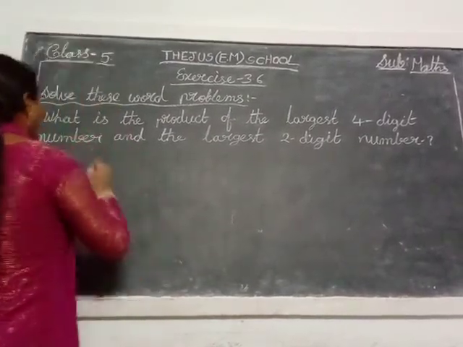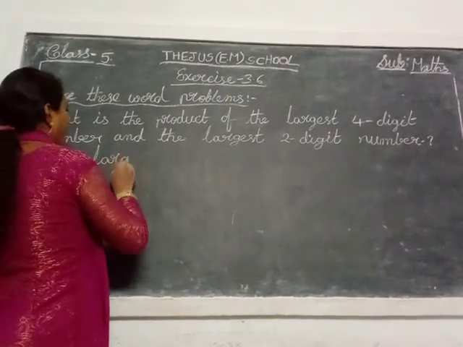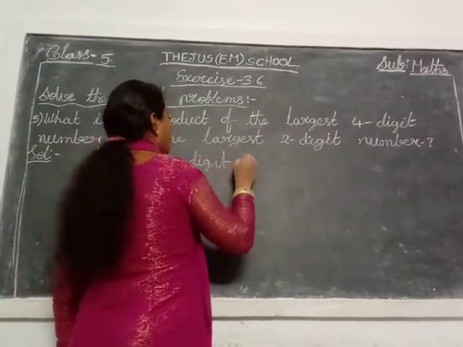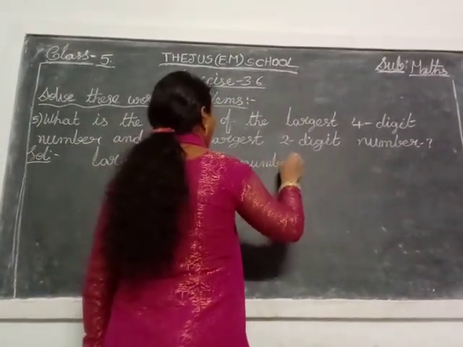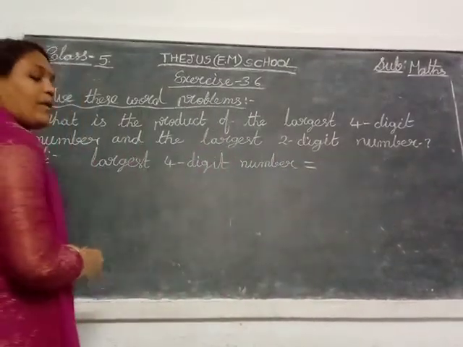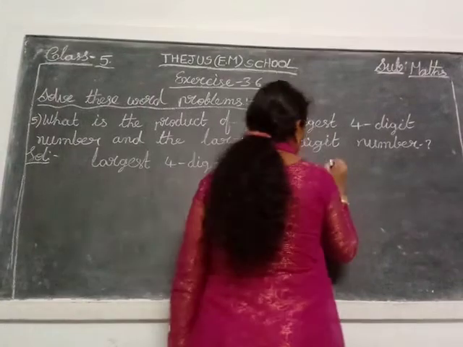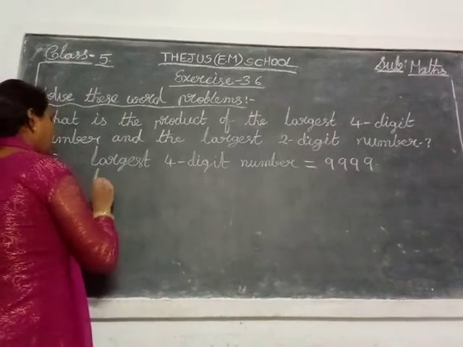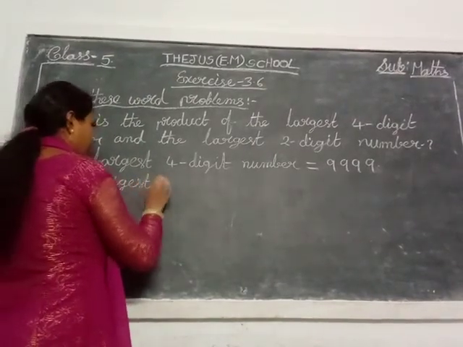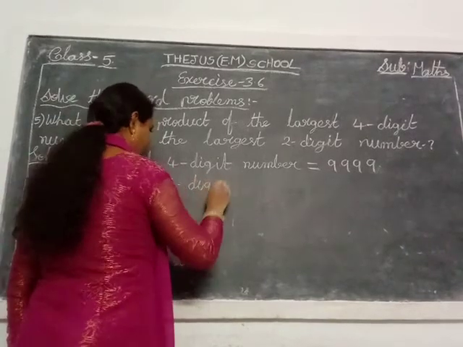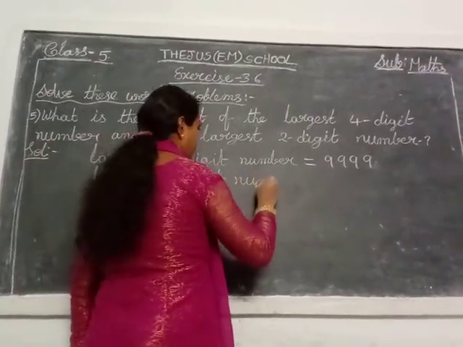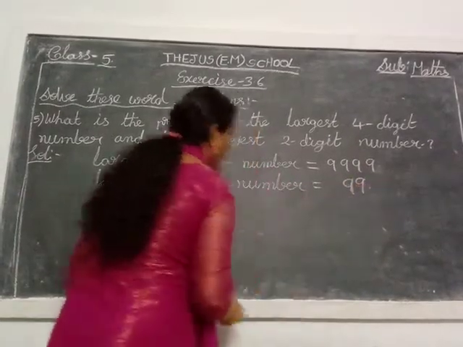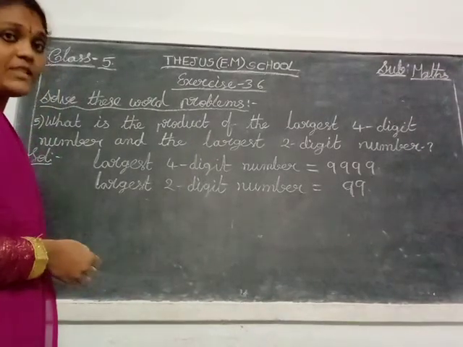So first you write here largest 4-digit number. What is that, children? Largest 4-digit number is 9999. Okay? And largest 2-digit number, children? Okay? Now what is the product of these two numbers?